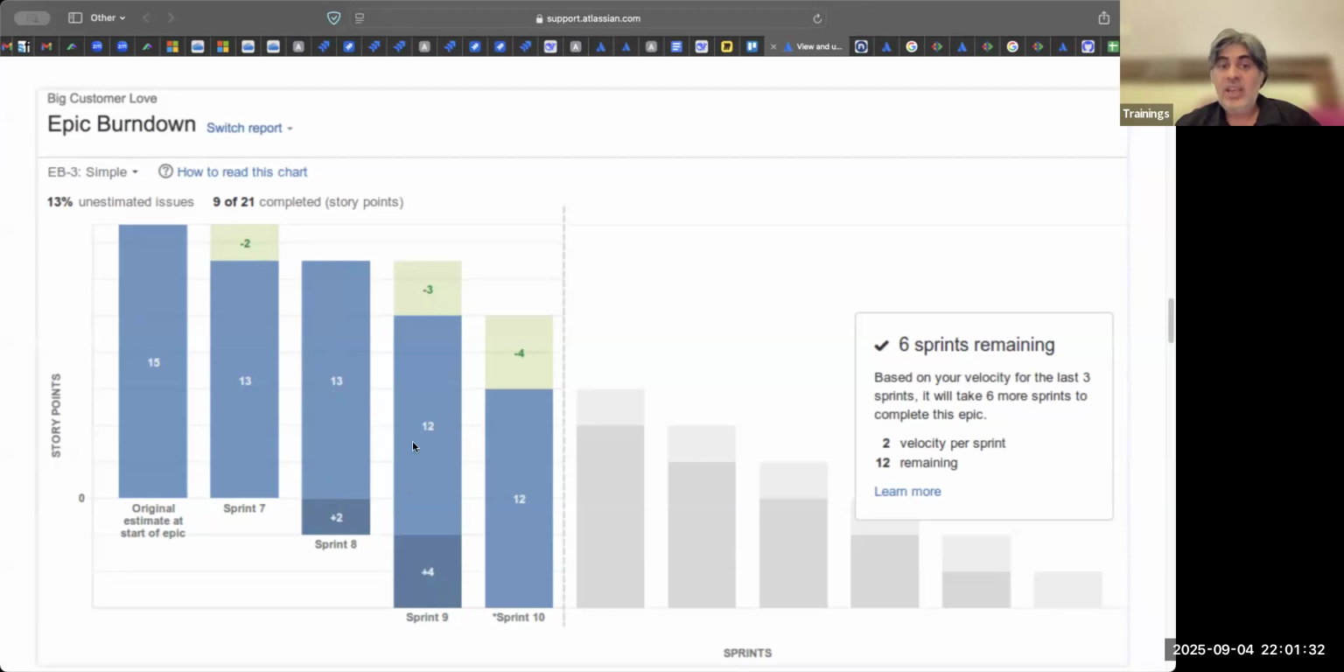Then in sprint 9, we did 1 3-pointer on this, and we added maybe a couple of 2-pointers or a 3-pointer or a 1-pointer here. Then in this last sprint, sprint 10, we did a 3-pointer and a 1-pointer, 4 points of work, and remaining work is 12 points. Sometimes you will apply this for product managers, who are more interested in this.